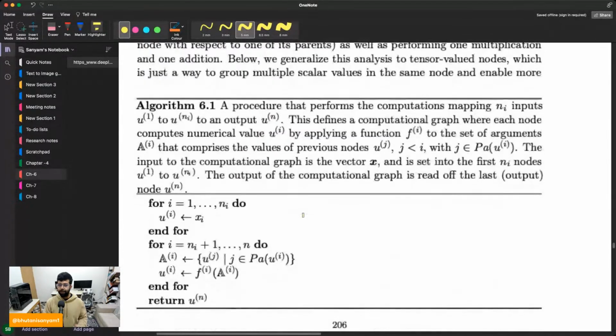After this, they start introducing the algorithms. So this one is a procedure that performs computation mapping to an output. This defines a computational graph where each node computes numerical value u by applying a function f to the set of arguments a.